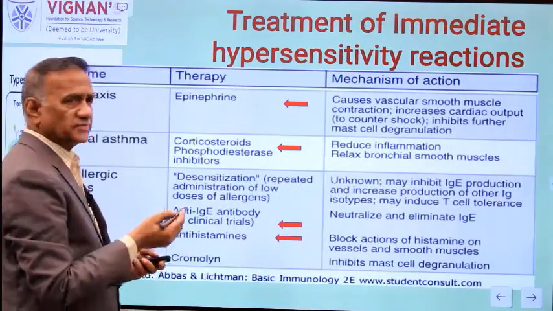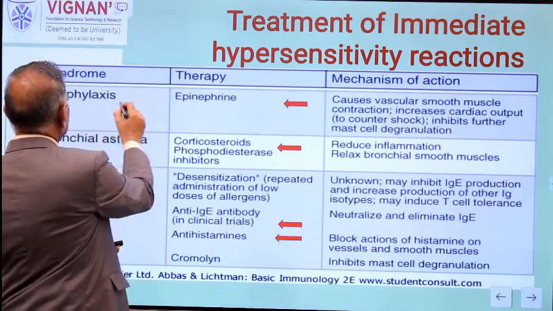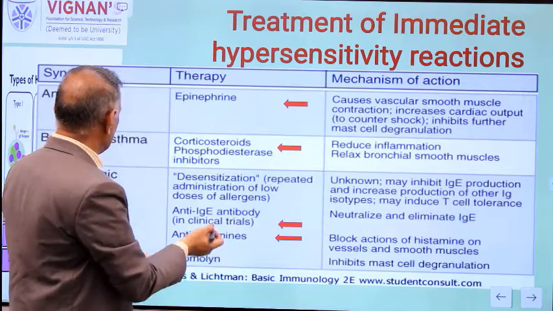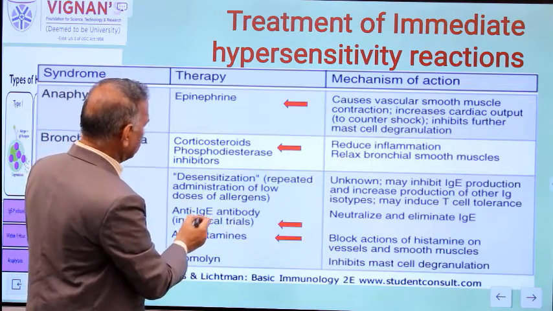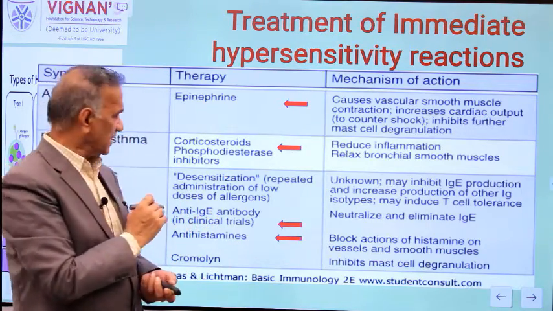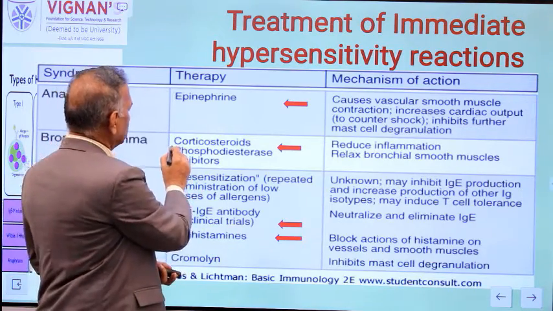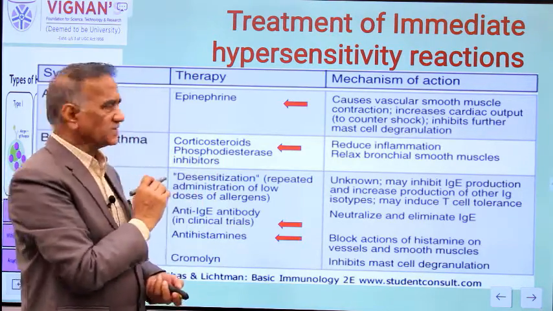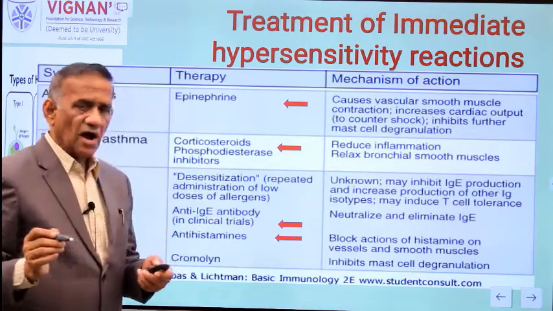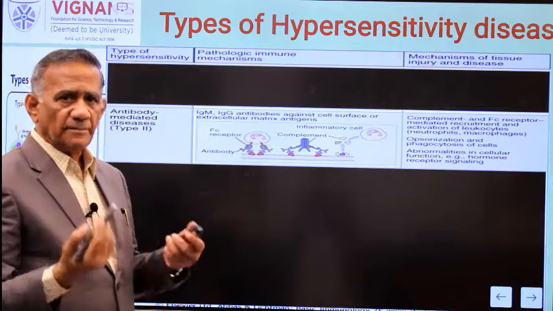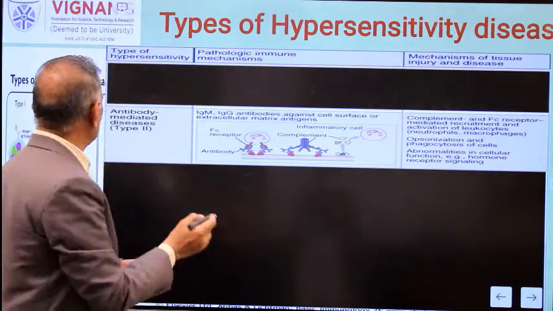So what are the problems? Because of this, anaphylaxis syndrome occurs, and for treatment we have to take anti-IgE antibody, or antihistamine tablets, or some corticosteroid drugs, or epinephrine hormone. Now let us see hypersensitivity type 2 reactions.